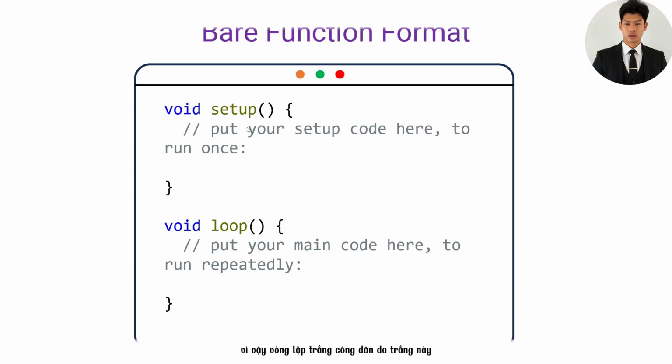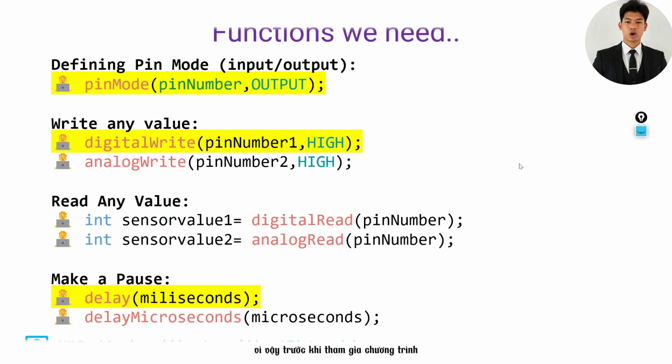So this void setup and void loop are the bare basic format of any Arduino program. These two sections are a must. You need to put these two sections in your code, and accordingly, you need to organize your statements. So before going into the program, let me introduce some functions that we'll use in this program.